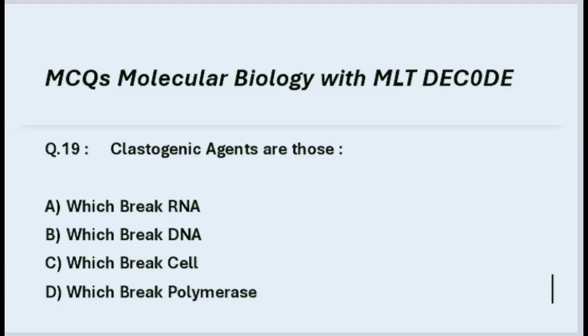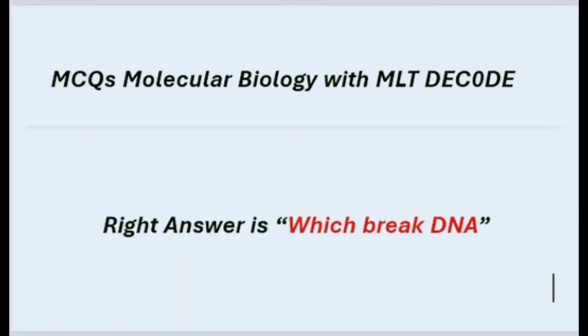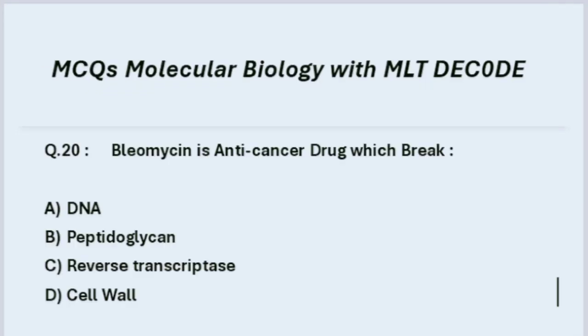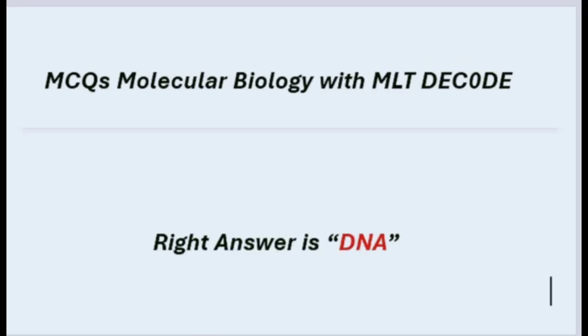Next MCQ is: clastogenic agents are those which break RNA, which break DNA, which break cell, which break polymerase. The right answer is which break DNA. Next is: bleomycin is an anti-cancer drug which breaks DNA, peptidoglycan, reverse transcriptase, or cell wall. The right answer is DNA.